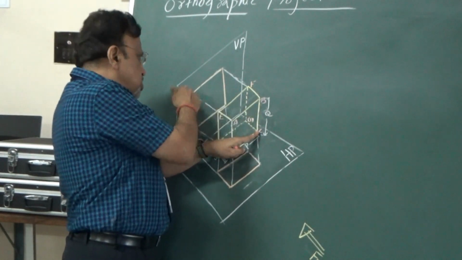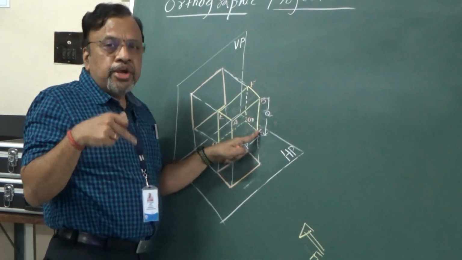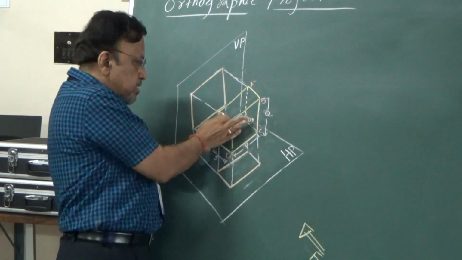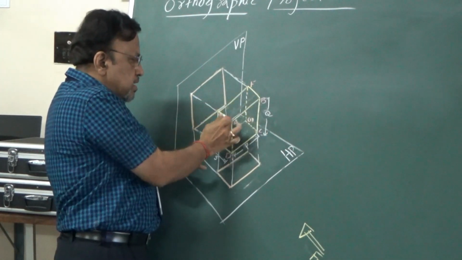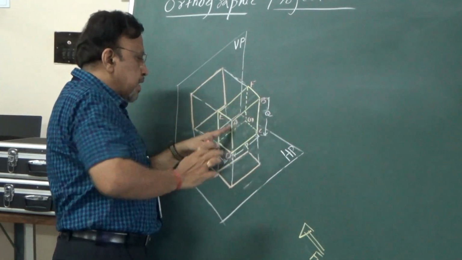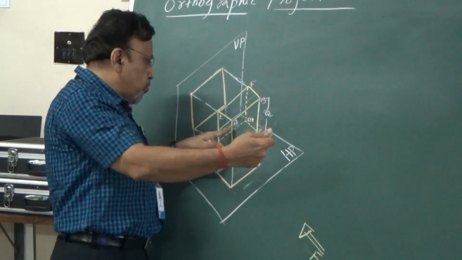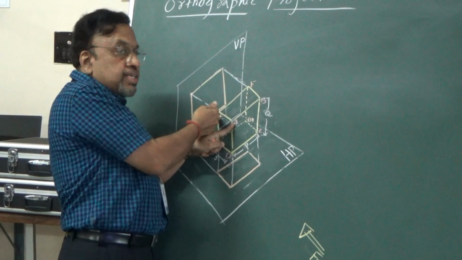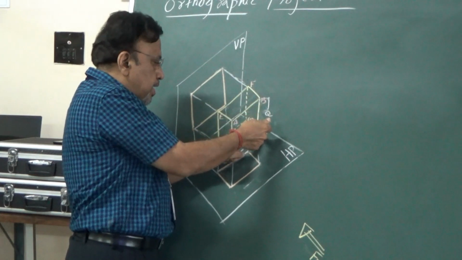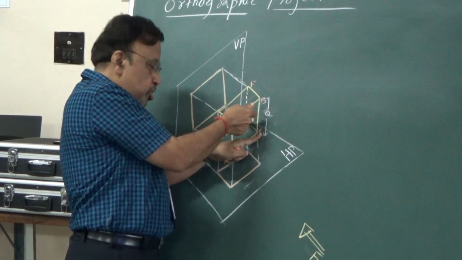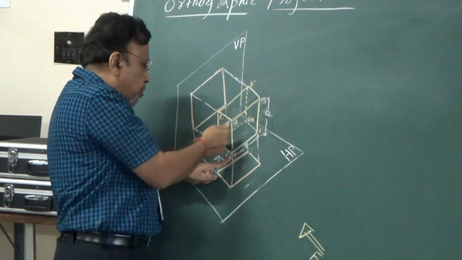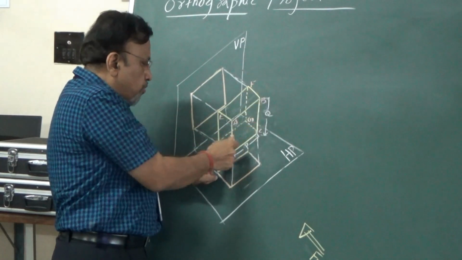Now, once you project these points, I told you that I need to join them in a proper sequence. If I look from the front, I can see only this rectangular plane, A, B, C, D. I cannot see E, F, G, H because E, F, G, H are exactly behind A, B, C, D. So if I look from the front, I can see A, but I cannot see E. Similarly, I can see B, but I cannot see F. Similarly, I can see C, but I cannot see G. I can see D, but I cannot see H, because these 4 points are exactly behind these 4 frontal points.